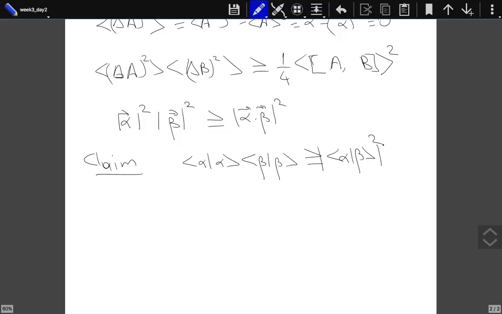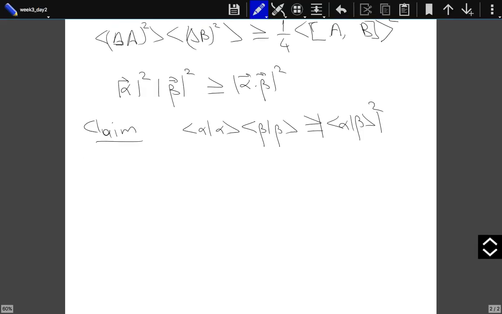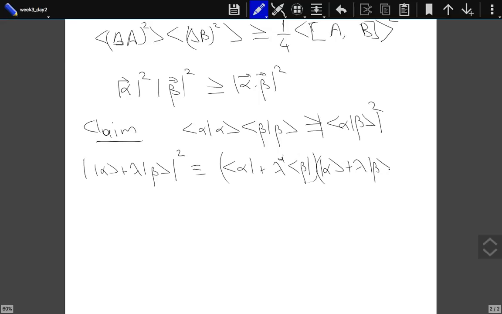This will always hold. The proof will basically rely on the fact that the inner product, the magnitude of any state in any ket, is larger than 0. So let's look at the magnitude of this ket, alpha plus lambda beta, squared. By definition, this is alpha plus lambda star beta, alpha plus lambda beta. This should be larger than or equal to 0. Whatever the value of lambda is, this should always hold.